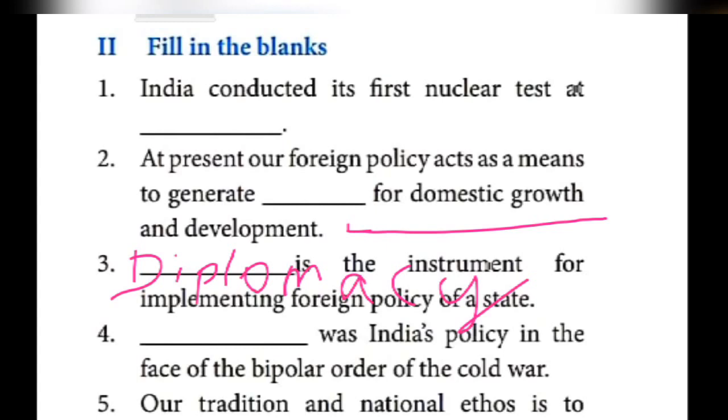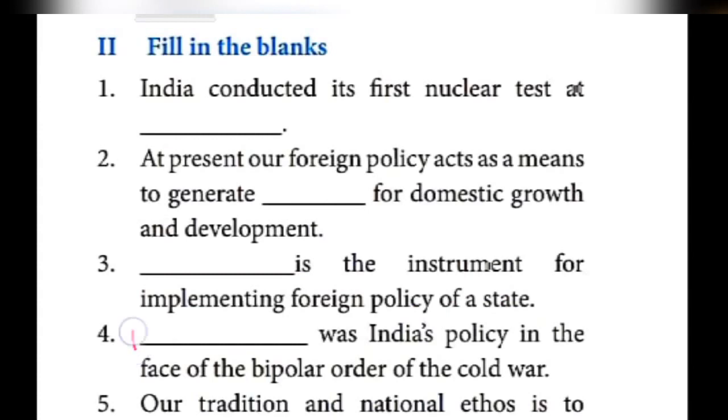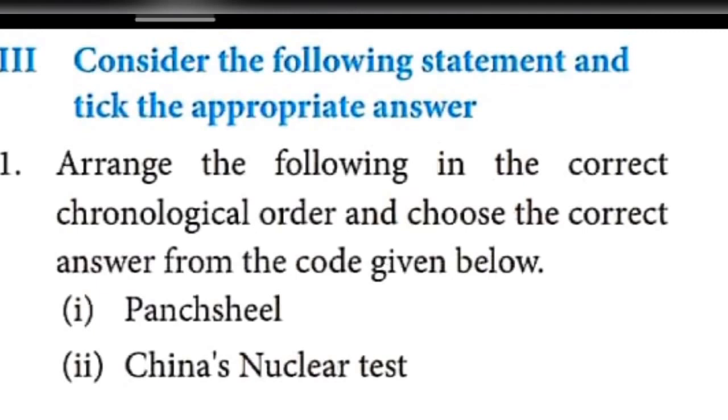Fourth one, non-alignment. N-O-N-A-L-I-G-N-M-E-N-T, non-alignment. Fifth answer, disarmament. D-I-S-A-R-M-A-M-E-N-T, disarmament. This much only, children. The next one, assertion answer.